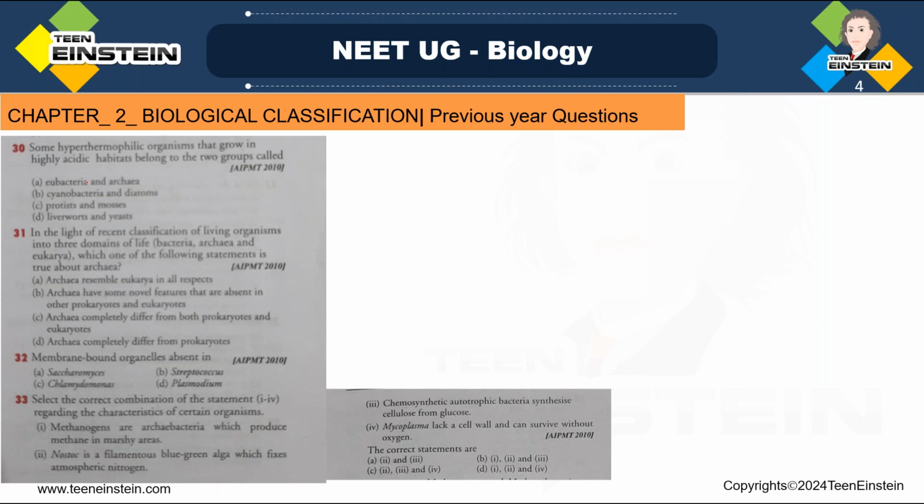And if you are getting such options, here itself you can learn. At least you are getting 3 or 4 important topics of this chapter. So here you can learn what is eubacteria and archaea. Just go through the main points: cyanobacteria and diatoms, protista and mosses, liverworts and yeast. Go through all these topics if you are getting such options, so that if any questions come after this, you will find it very easy to answer. That's how you need to learn.